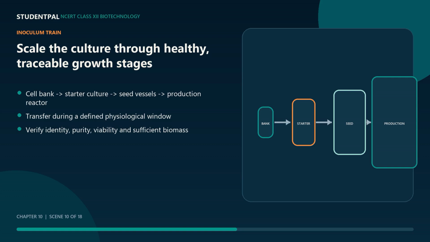Each stage uses a defined transfer ratio and physiological window so cells do not enter the next vessel stressed, nutrient-depleted, or contaminated. Acceptance checks can include identity, morphology, viable count, growth rate, and absence of contamination. The scale steps must preserve the intended phenotype and product forming capacity. Simply transferring by clock time is unreliable if growth differs between batches. Records connect every production run to the originating vial, operator, medium lot, vessel, conditions, sampling results, and transfer decision. The inoculum train is therefore both a biological expansion and a traceability chain.